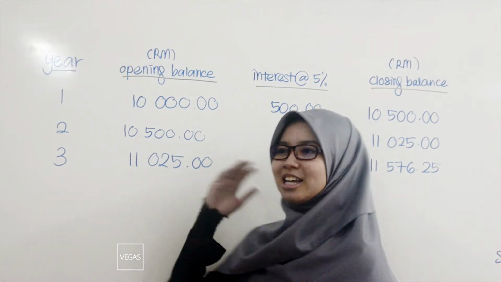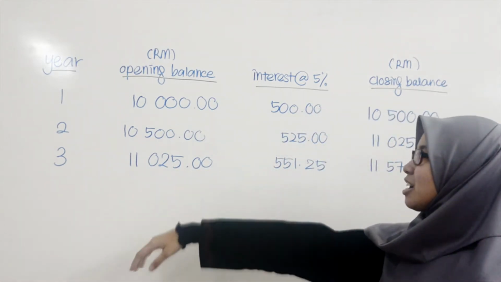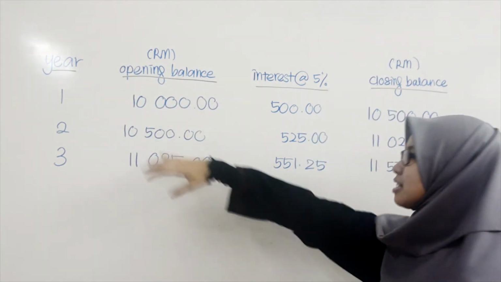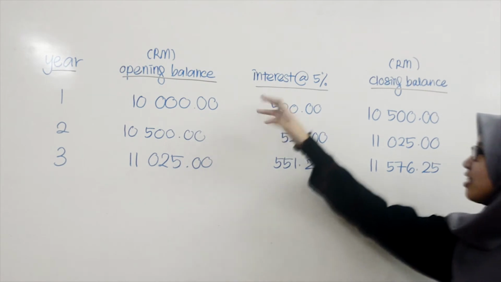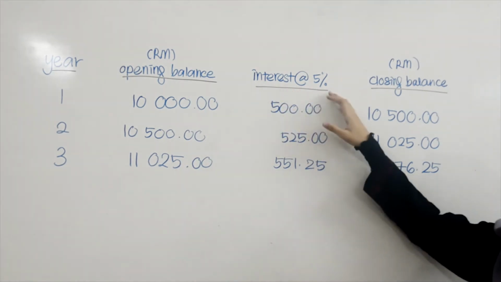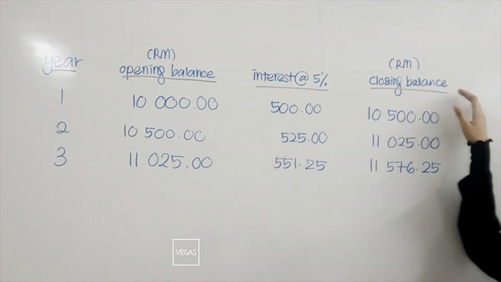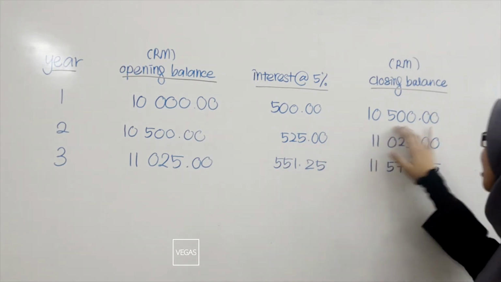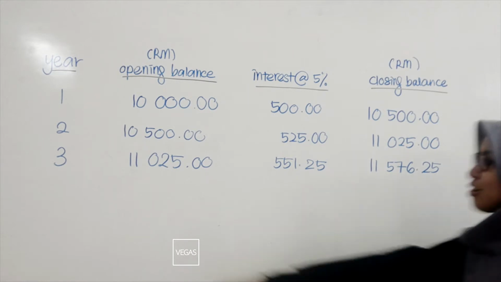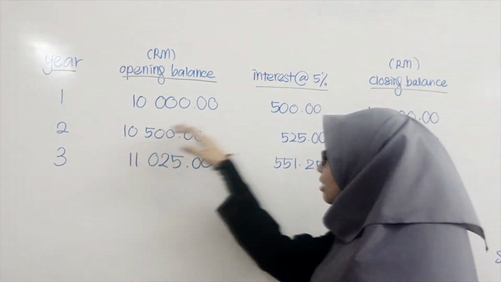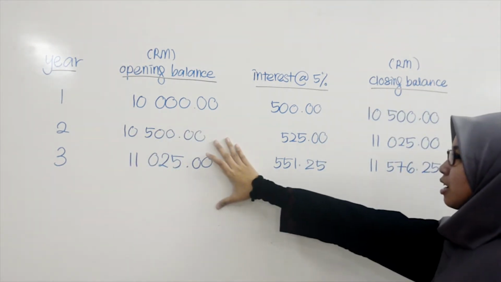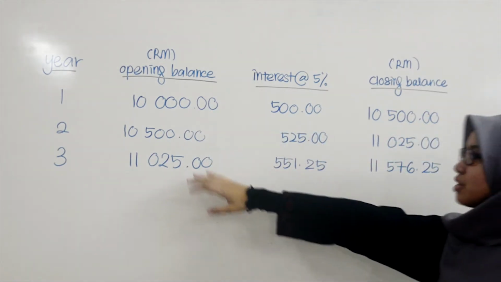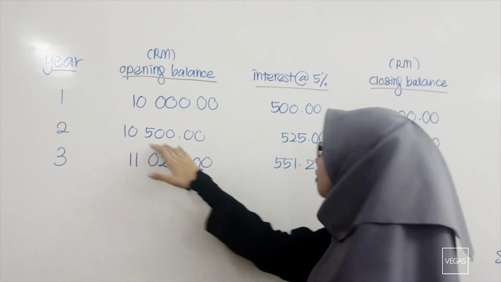So let's look at the table here. Let's say for year 1, the opening balance is 10,000 ringgit and the interest is at 5%, which is 500 ringgit, and the closing balance for the end of the year will be 10,500 ringgit. For the second year, the opening balance will be the value of the closing balance for year 1, which is 10,500 ringgit.